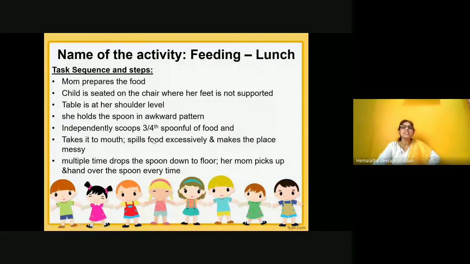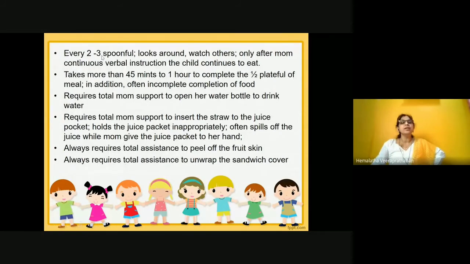These fine details are very important when you are reviewing task performance. He takes it to the mouth and spills food excessively, making the place very messy. Multiple times he drops the spoon on the floor, and mom always needs to pick it up and hand it over. Every 2 to 3 spoonfuls, he looks around and watches others. Only after mom continues does he carry on; mom has to continuously give him instructions.